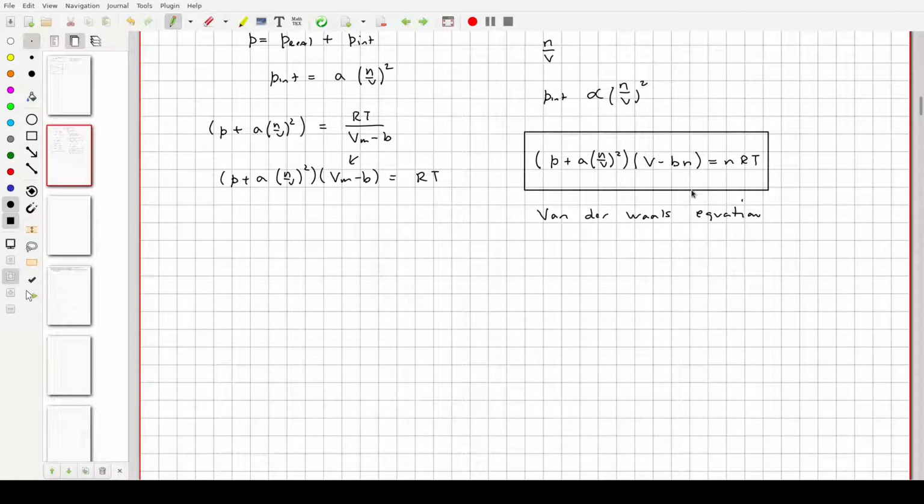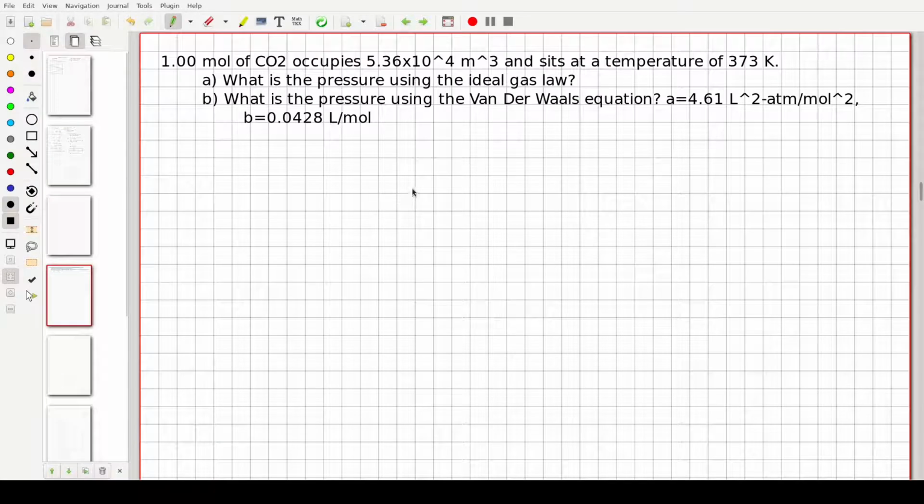Okay. Now, just as an example, let's pretend that you have 1 mole of CO2 and that it occupies 5.36 times 10 to the fourth cubic meters, and it sits at a temperature of 373 Kelvin. What I'd like to do is to find out what the pressure is according to the ideal gas law, and then find out what the pressure is according to the van der Waals equation.